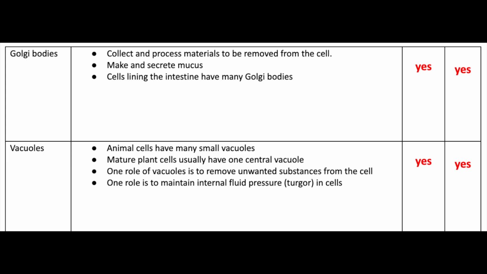Next, we have the vacuoles. Animal cells have many small vacuoles. Mature plant cells usually have one larger central vacuole. The role of vacuoles is to remove unwanted substances from the cell. One role is to maintain internal fluid pressure in cells. Usually, vacuoles are used to store water.